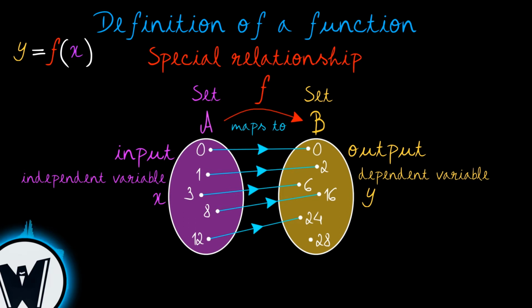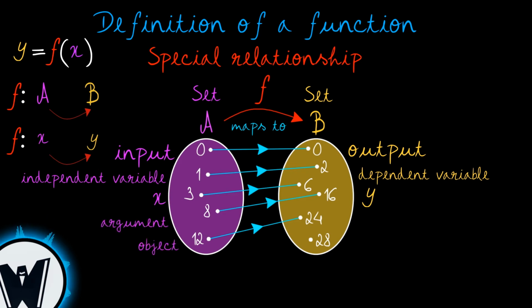This relation can also be written as follows: f from A in B or f from x in y. Other names can be given to x and y, such as argument or object for the input variables, or value of function or image for the output variables.